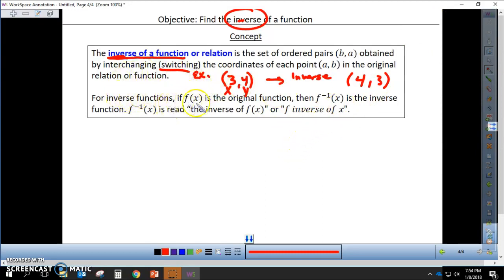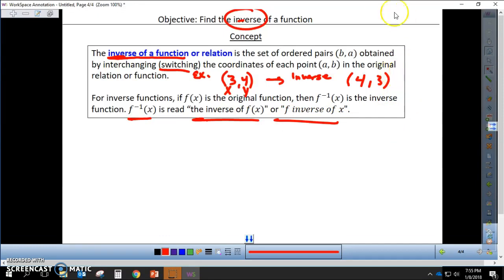For inverse functions, if f of x is the original function, then f inverse of x is the inverse function. And we use a superscript here. Some people say to the power of -1. Don't say that. You will sound like you don't know anything. People will think you're dumb. f inverse of x is read as the inverse of f of x or f inverse of x. Make sure you read these out loud. Say this. Talk to your partner.